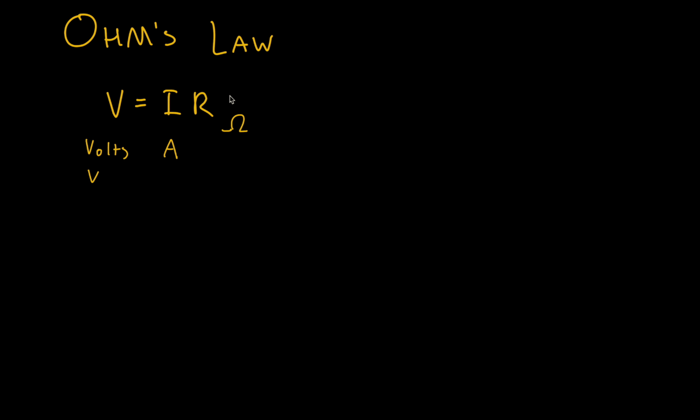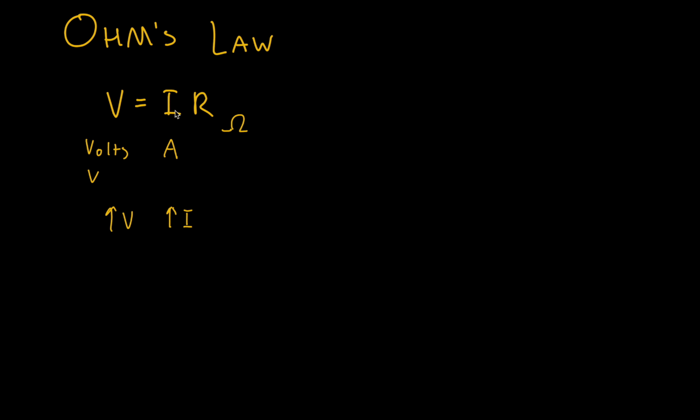Now, what is the relationship between voltage and current, as well as current and resistance? Well, over here, as you can see, voltage and current are in a direct proportional relationship, which means if we increase the amount of voltage we have in our circuit, we're going to increase the amount of current that we have, and vice versa.